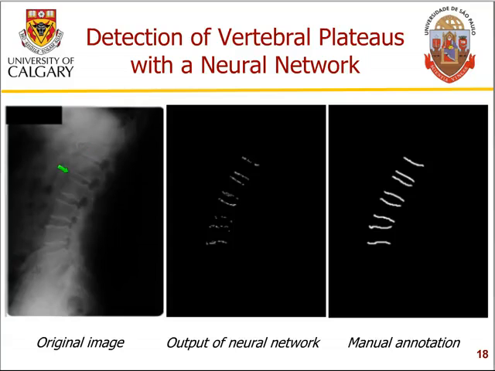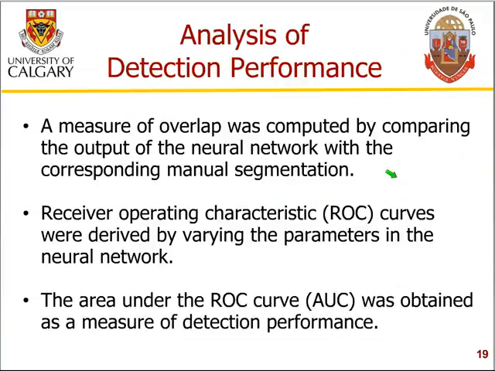So here is an example of a result obtained. This is the original image, and this is the output of the neural network, where you see the output values for the various vertebral plateaus, and the corresponding manual annotation is shown here. The manual annotation was used in training the neural network, correct? Yeah.